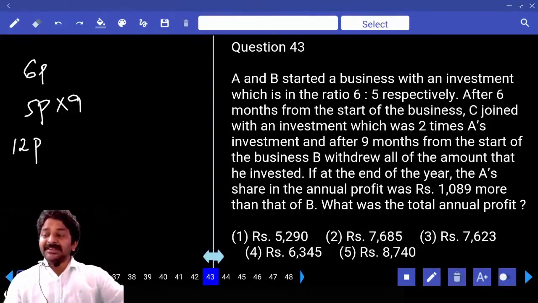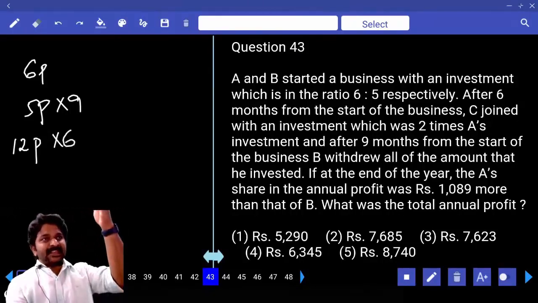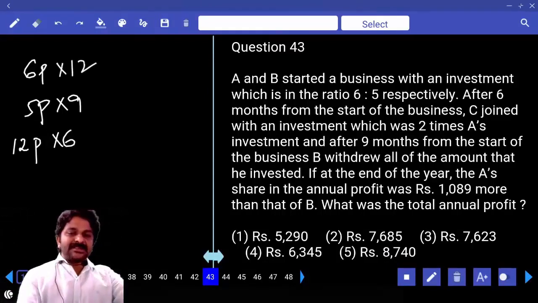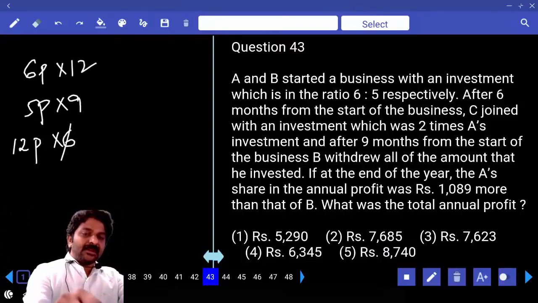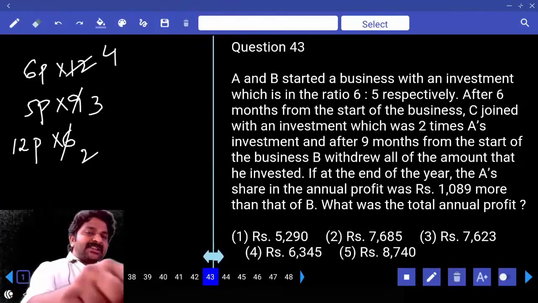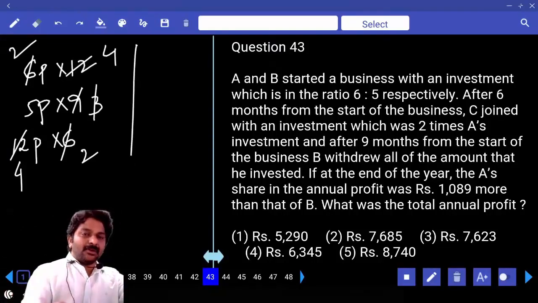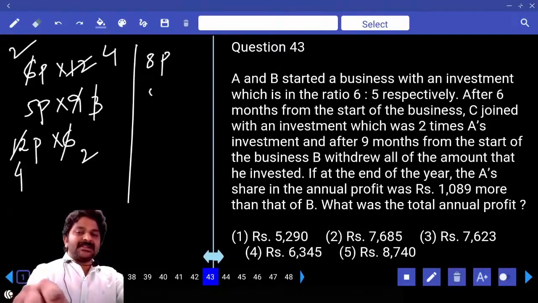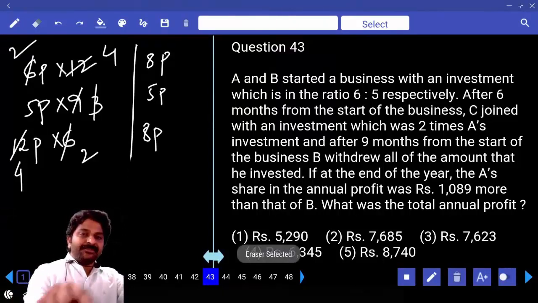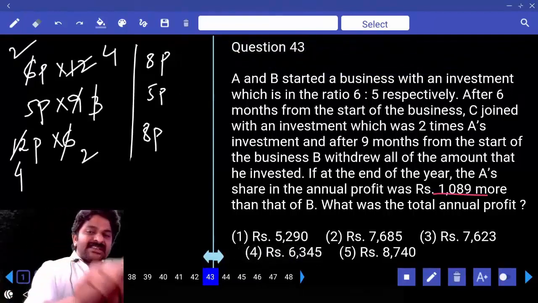Okay. So when did C join? After 6 months. So C will be there for 6 months. A is there from the beginning till the end, so A will be there for 12 months. Cancellation with 3, 2 times, 3 times, 3. Again cancellation with 3, 2 times, 3, 4 times. No more simplification. 8 parts, 5 parts, 8 parts. Clear? Now you are given the difference between A and B's share, which is 1089, correct? In terms of number of parts, that is 3 parts only.